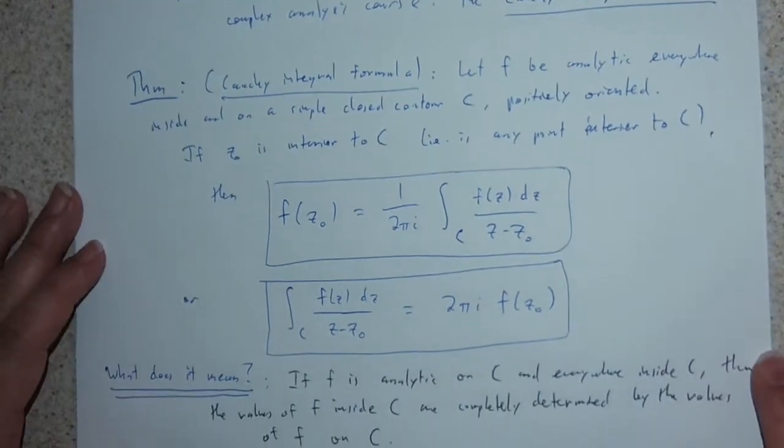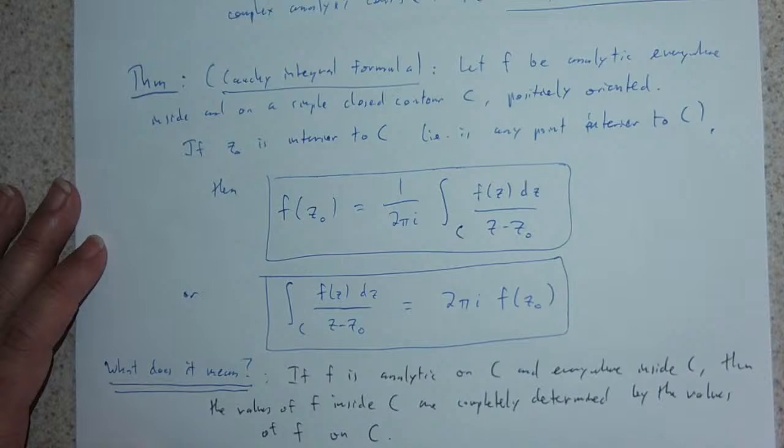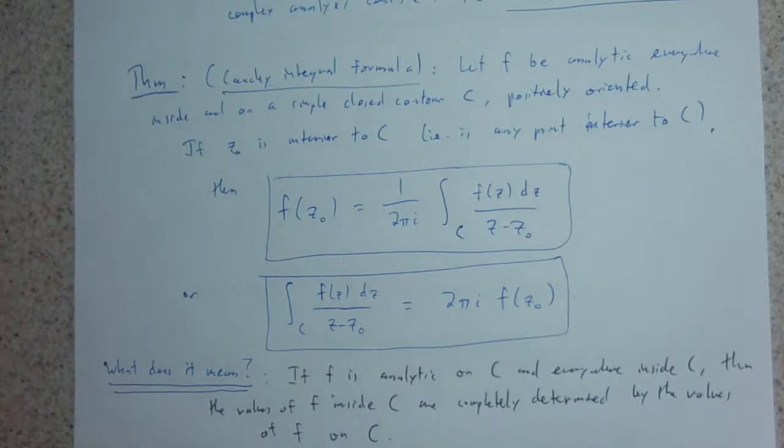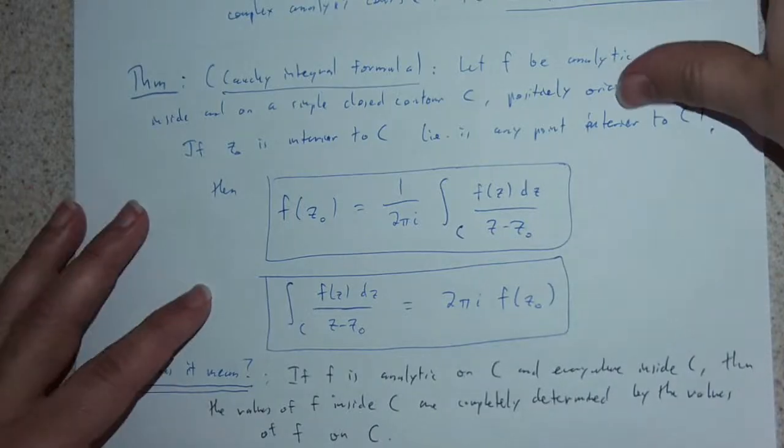Now, one of the things that this said, as I mentioned last time, is that if you have an analytic function on a curve and everywhere inside it, then the values of f inside the curve are completely determined by the values of f on the curve. This is something that characterizes how analytic functions behave in the complex plane, and it is definitely special about complex analysis.